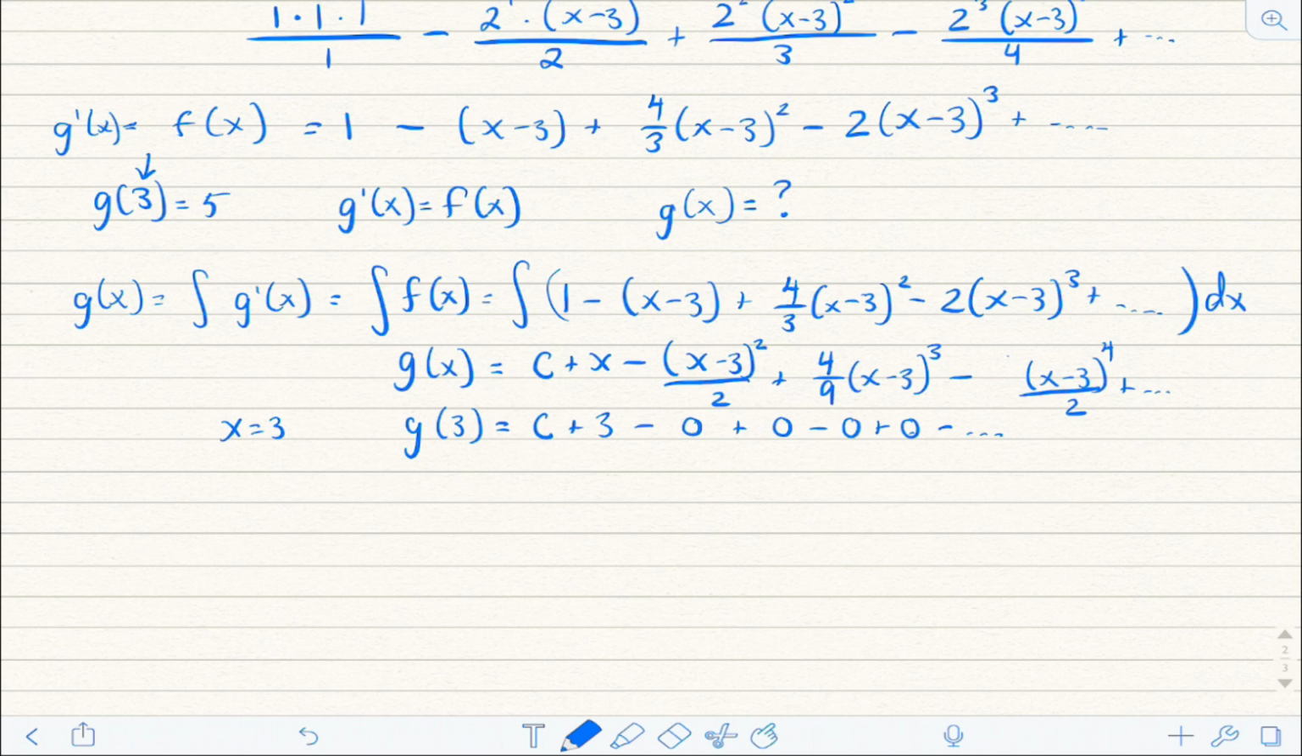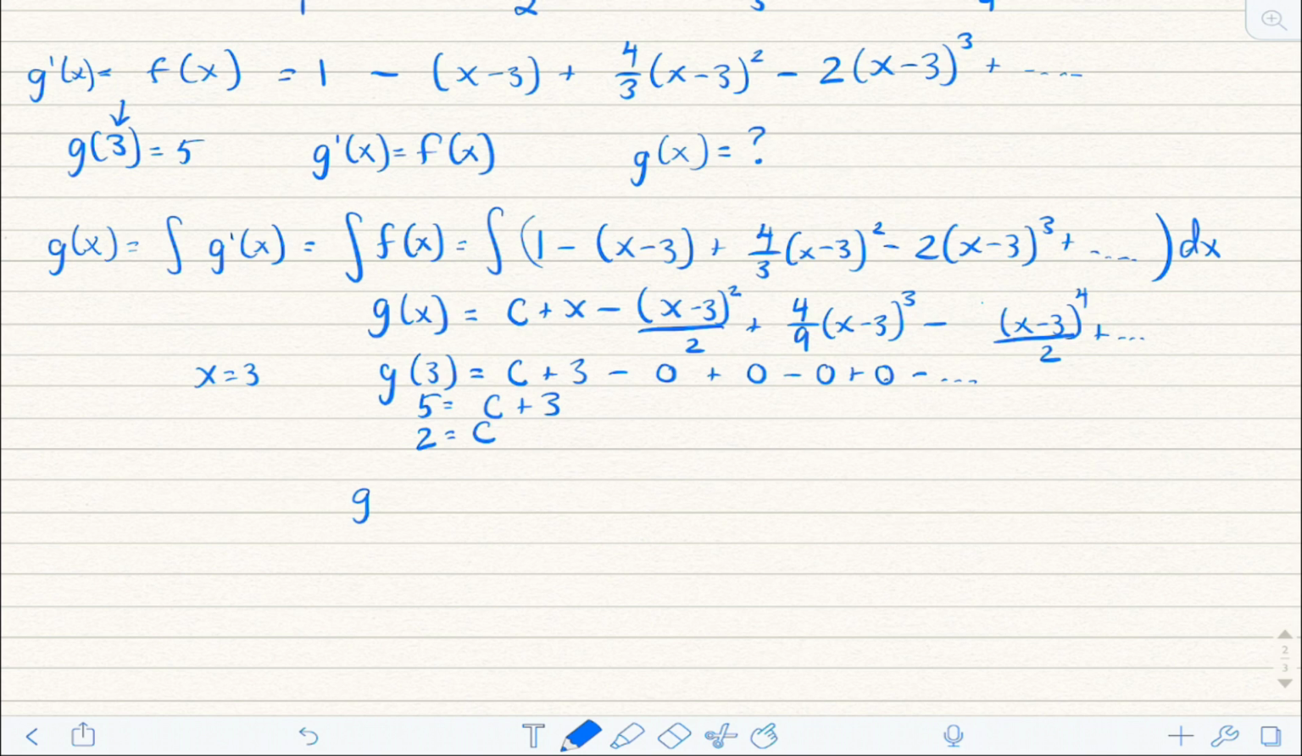I also know that g of 3 is going to be equal to 5. So we can say 5 is equal to c plus 3, bring over the 3, and so I get 2 is equal to c. So my power series is going to look like the following. g of x is equal to 2 plus (x minus 3) minus (x minus 3) to the second power over 2 plus 4/9 (x minus 3) to the third power. Now that's actually my first four terms, so I don't even need to go any further.